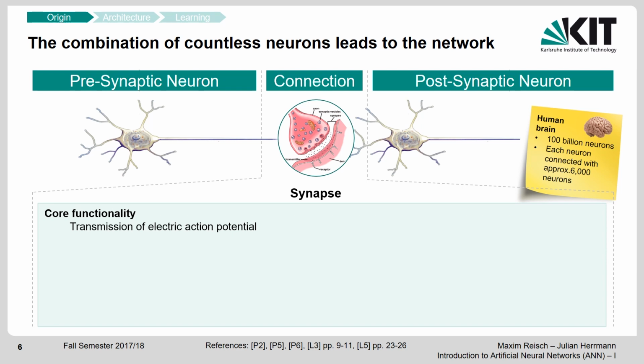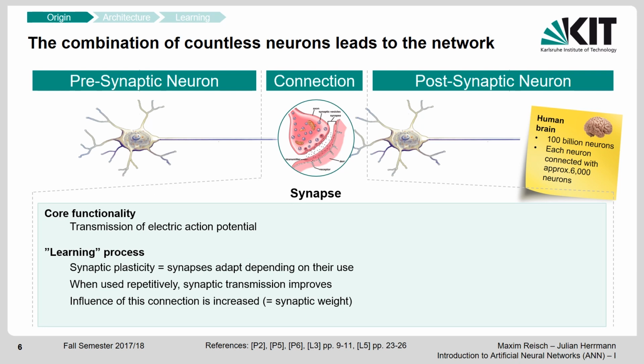But it not only transmits the signal, the synapse itself also adapts depending on its utilization. For instance, if we practice something, the same synapse between any two given neurons is activated repetitively. When used repetitively, the synapse transmission improves and the action potential is amplified. Through this amplification, the influence of this connection on whether an impulse is triggered by the following neuron or not is increased, which means, in other words, the specific weight is increased. So learning something means actually just a change of synaptic weights.